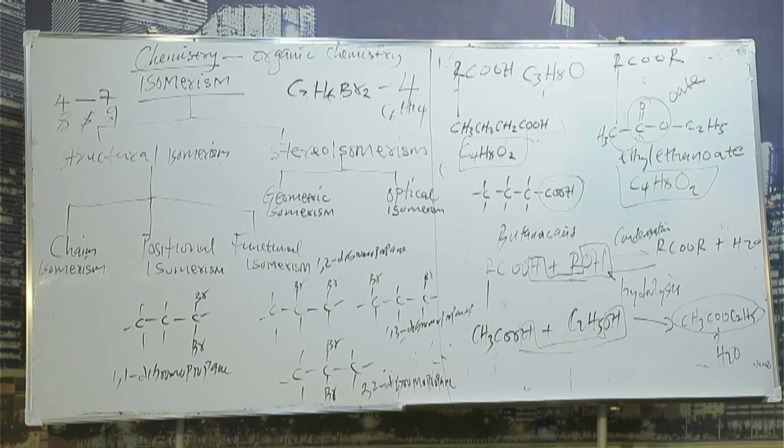The answer is what? A is 1 propanol and 2 propanol. B, 1 propanol and 1 propanol. C, 2 propanol and 2 propanol. D, 2 propanol and 1 propanol. The answer is what? The answer cannot be A.